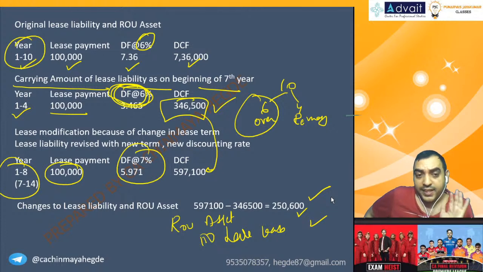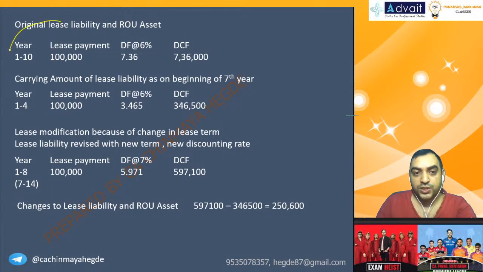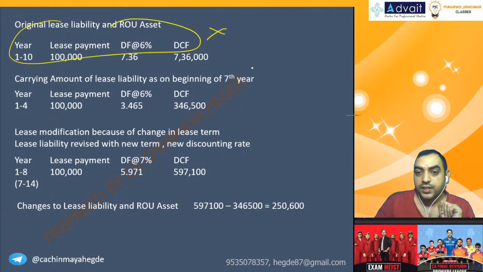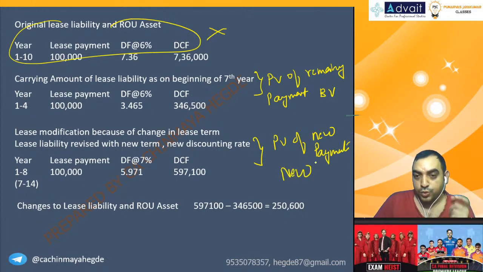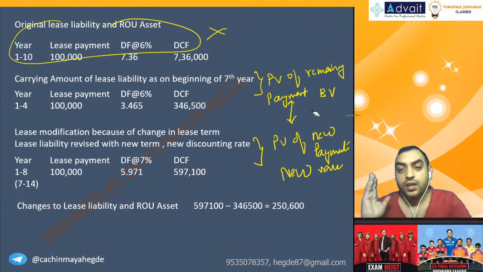Spend 2 minutes, read the solution. Tell me if you have any question. Actually, the lease liability figure was not required. This is the present value of remaining payments for book value. This is the present value of new payments for the new carrying amount, new value. The difference, don't take it to P&L; adjust it in the ROU asset as well as the lease liability.